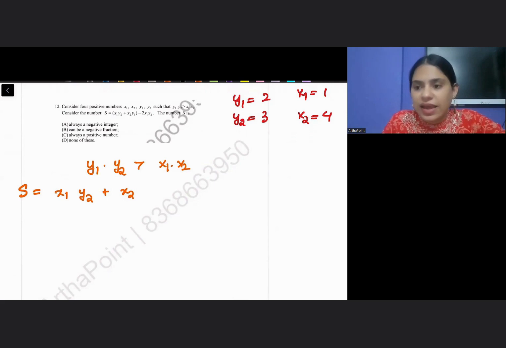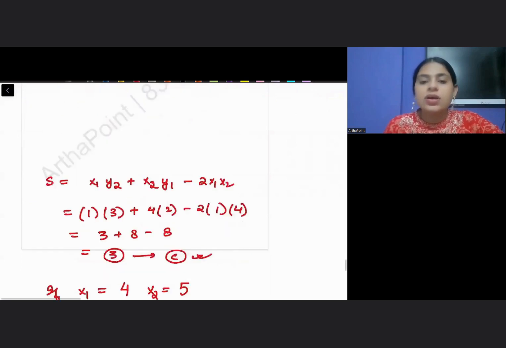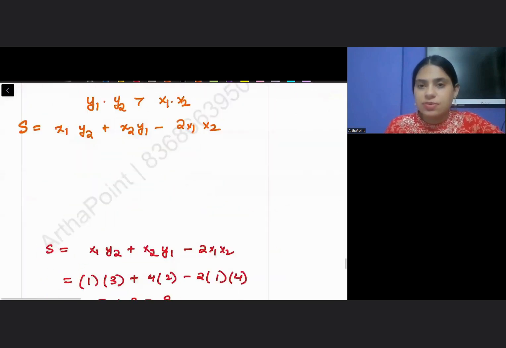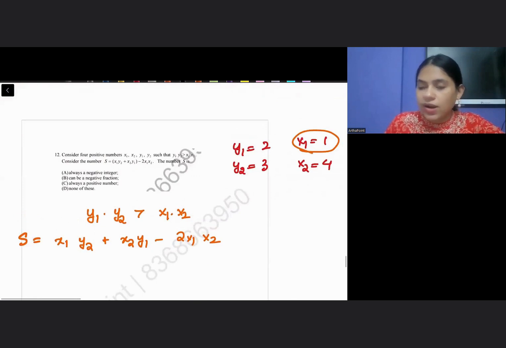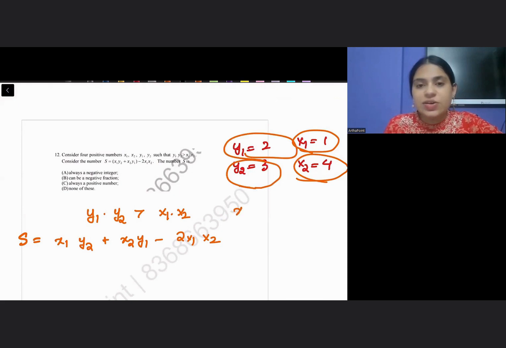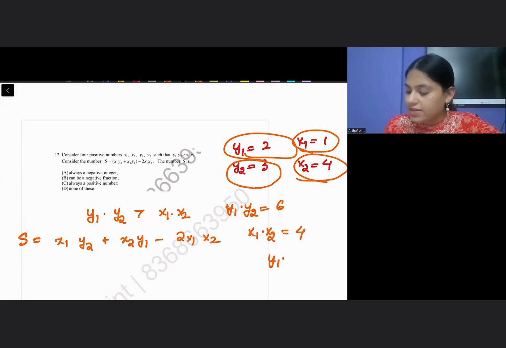Now one thing that you can go ahead and do is again take some numbers, and by taking some numbers, you can just try to see which of them is getting negated and which is not. Like this. So I just took some numbers. Let x1 be 1, x2 be 4, and y1 be 2, y2 be 3. So if I find y1 into y2, I will get 6. x1 into x2, I will get 4. And I can clearly see that y1 y2 is greater than x1 x2. That is there in this case, right?